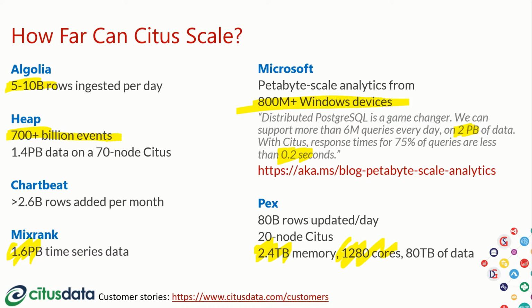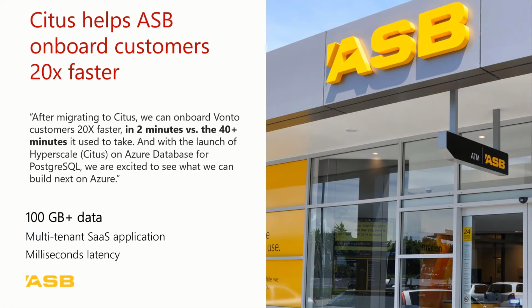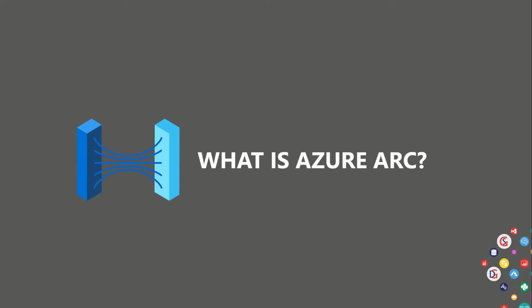And I'll let you look at the details of that study when you have some time. Another example here, ASB, one of our customers, has been able to improve their query from 40 minutes to less than 2 minutes on a huge amount of data for a multi-tenant application that has a millisecond latency requirement. So we have multiple examples by which Postgres Hyperscale is very, very performant. Right? So with that said, let's look at Azure Arc now.